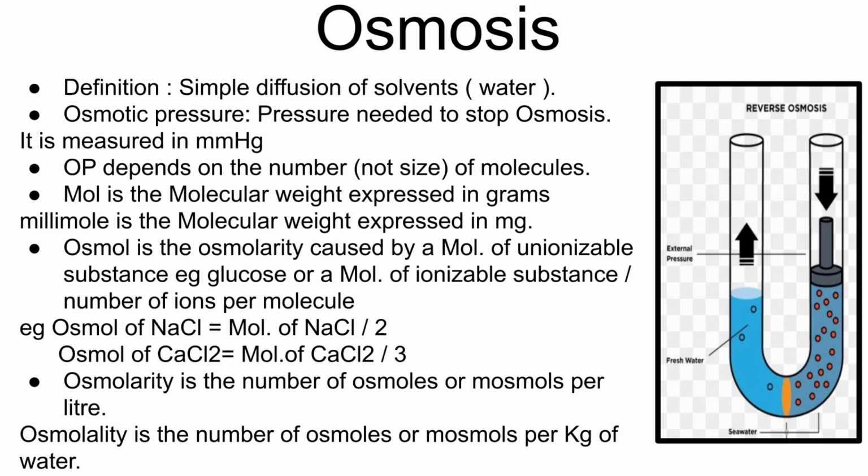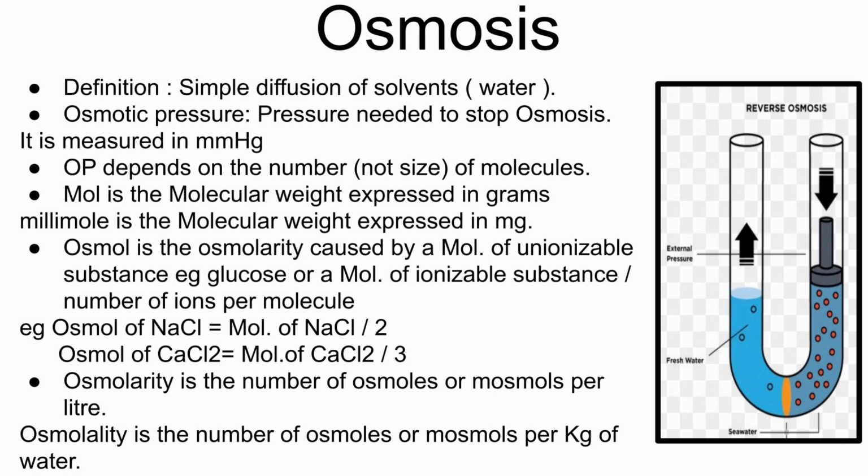Fourthly, mole is the molecular weight of a substance in grams. For easy memorization, mole is the first 3 letters in the word molecular. Notice moles of all unionized substances have the same number of molecules, Avogadro's number. As osmotic pressure depends on the number of molecules, therefore, all moles of unionizable substances have the same osmotic pressure because they have the same number of molecules. Millimole is the molecular weight of a substance in milligrams.